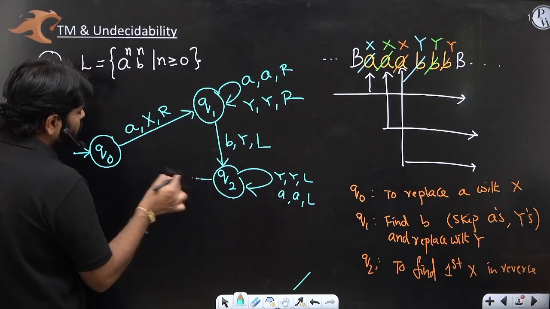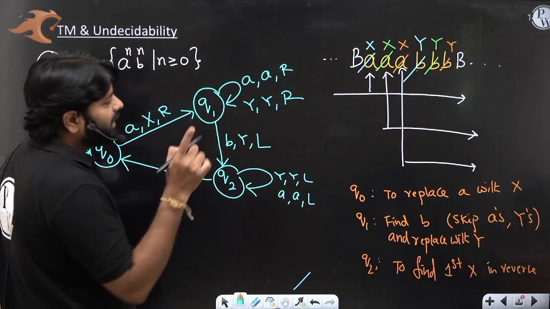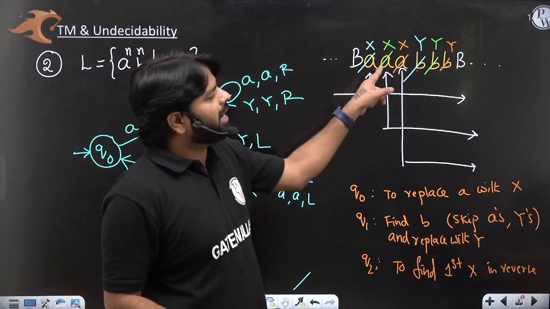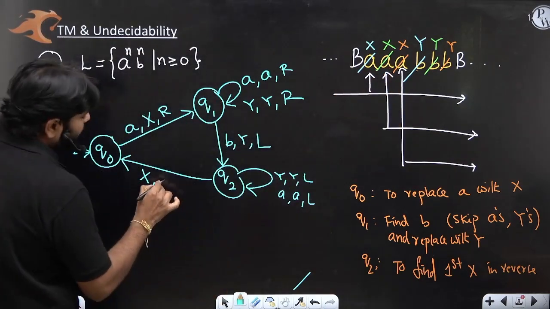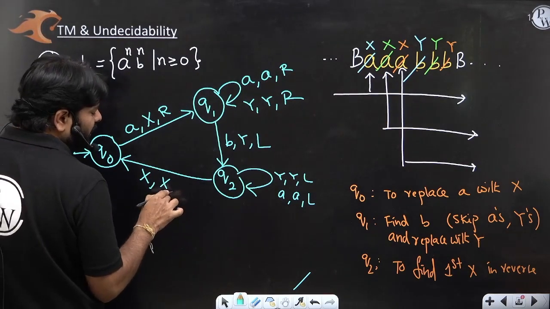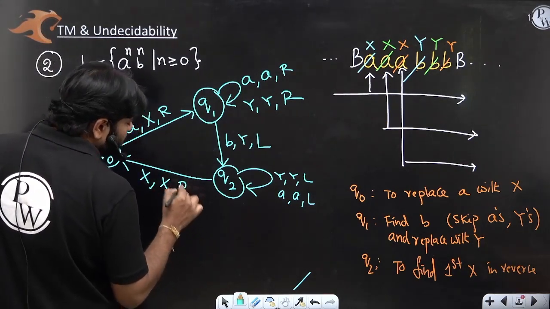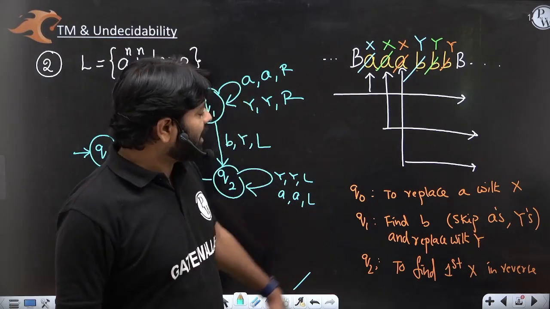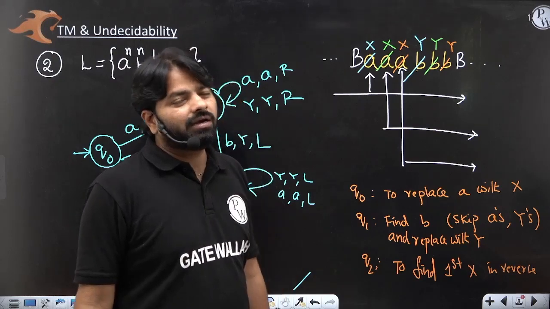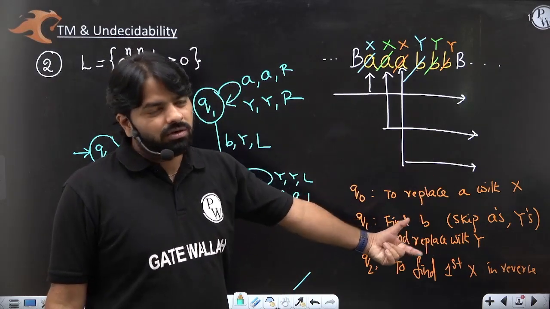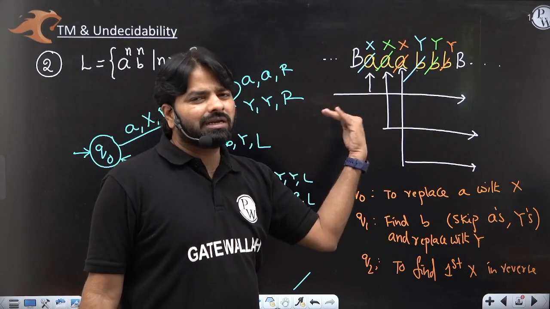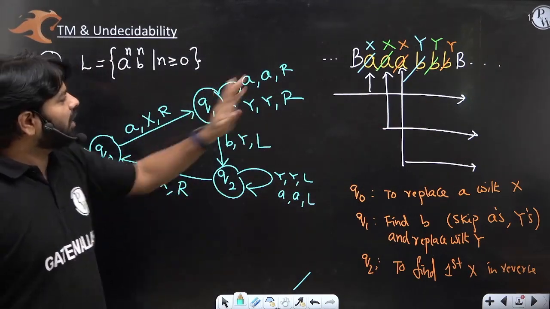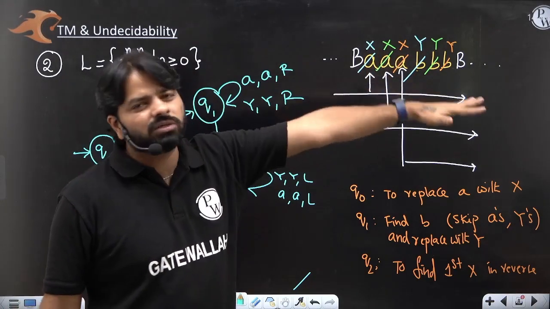Now when Q2 sees X, it knows that after this X, an A might be there. If A's are left, then this X will be skipped; that means X stays X, but move right. This is the key point: how does Q2 know when the control should be given to Q0? When X comes in the reverse scan, then give control to Q0 by moving to the right. Then Q0 will reach the A position and start doing the same job.